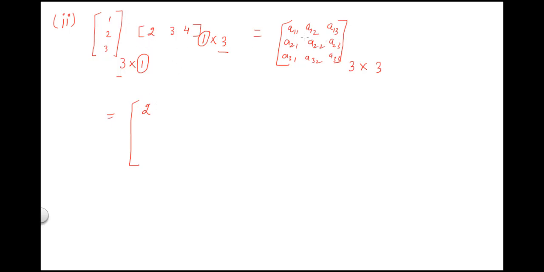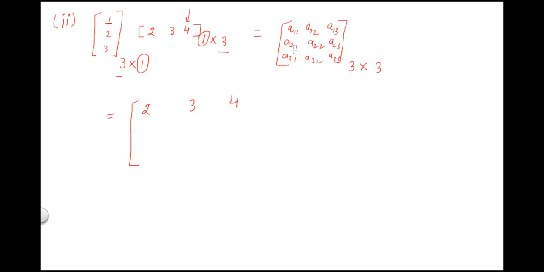Then we will do A12. A12 means first row and second column. So the first row element is 1 and the second column element is 3. So 1 cross 3 is 3. Similarly A13, that means first row and third column. This is the third column, right? So what will it give us? 1 cross 4 is 4.